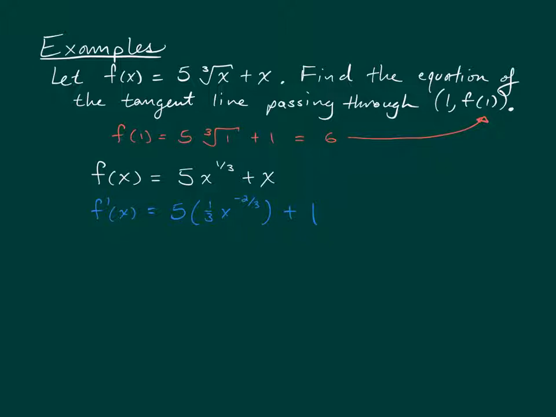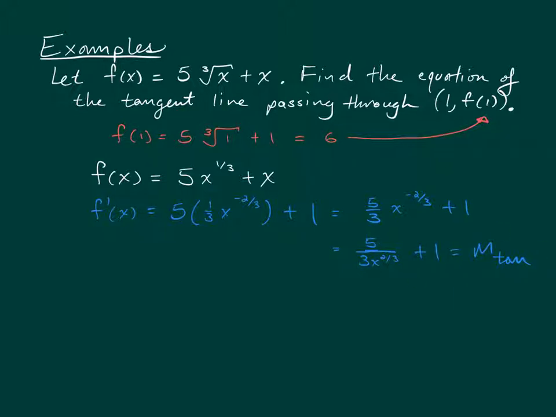Now if we just multiply these two numbers together, this 1/3 and this 5, you'll see that we get 5/3 x to the negative 2/3 power plus 1. And just to make it understandable, I want to write this as 5 over 3x to the 2/3 power plus 1. And that's what will give us the slope of the tangent line, which is part of what we need. We're looking for the entire equation of the tangent line. This will just give us the slope.